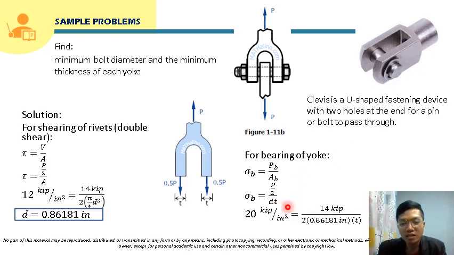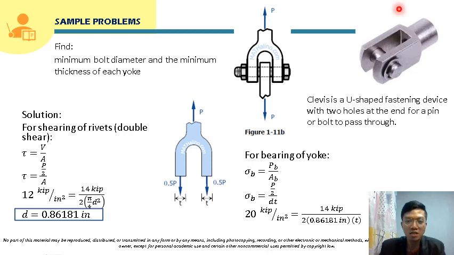Substituting the allowable bearing stress in the problem, that is 20 ksi, or kips per inch squared, that will be equal to again P over 2. The allowable force P is 14 kips, and we bring down the 2 at the denominator. And then the diameter of the bolt, we already solved that. That is 0.86181 inch. The thickness is the unknown here, so we can solve for the thickness.